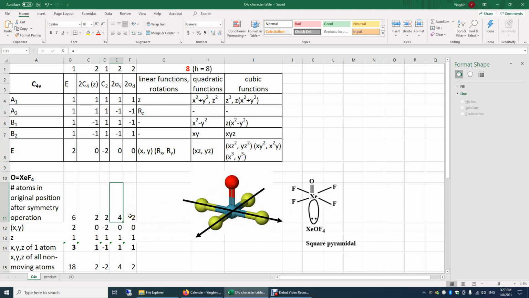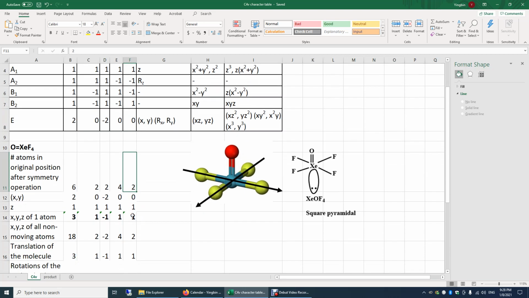Sigma d's are different from sigma v's. Over here, sigma d's bisect, for example, this angle or this angle. Sigma d's bisect sigma v's. So if you do a symmetry operation with respect to a sigma d symmetry plane, these 2 atoms will switch their positions. These 2 fluorine atoms will also switch their positions. Only the oxygen atom and the xenon atom remain in their original positions. So we put a number 2 here.